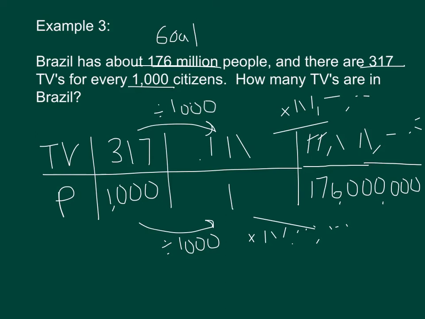So notice, not only did I have to deal with big numbers, but the question was also worded in a different order. So when I set up my ratio table for multiple steps, it was a lot harder to do. Again, make sure you're paying attention to what your goal is and what are the two numbers that actually go together. In this case, 317 with the 1,000 and the 176 million goal.